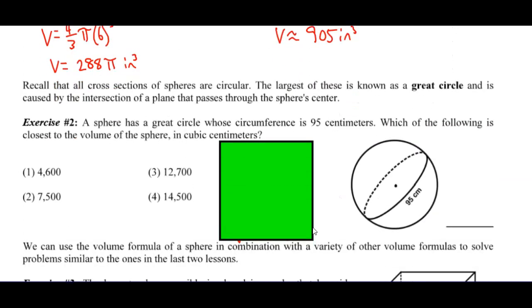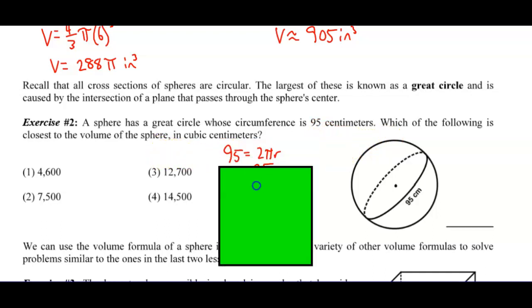All right, for exercise 2, a sphere has a great circle. The great circle would be the largest circle that goes around the sphere, and that would be, think of it like an equator on a globe. So the sphere has a great circle whose circumference is 95. Which of the following is closest to the volume?